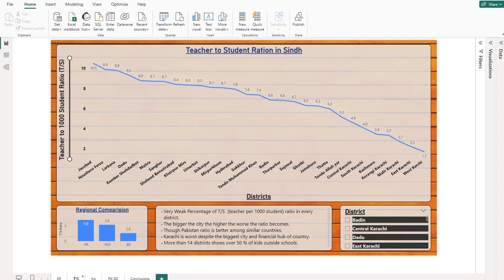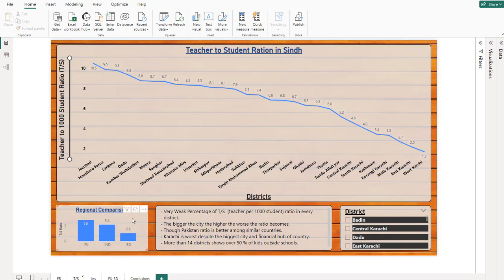And then we have the teacher to student ratio, and that goes from 10.5 to 1.7, and that ratio is per thousand students. So you can see here that at the lowest it's 1.7, which means around one or less than two teachers per thousand students, and the max we have is 10. These numbers are not really encouraging, but obviously the analysis gives the insight on which the government can work.